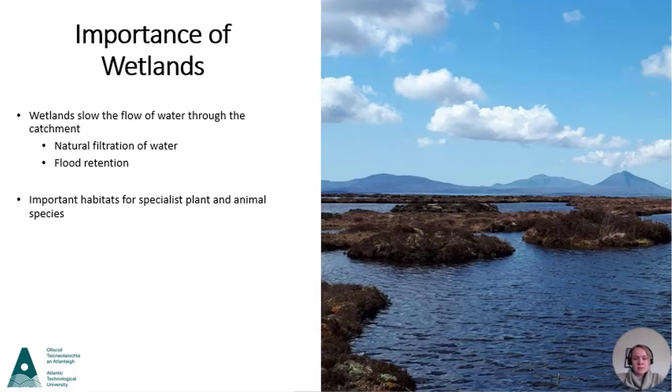Wetlands also act as a sponge, so they retain a large amount of water and they can prevent flood risk downstream. They're also really important habitats for specialist plant and animal species.